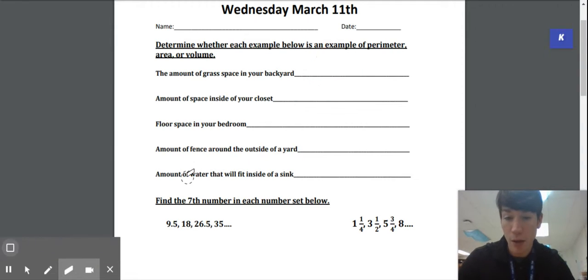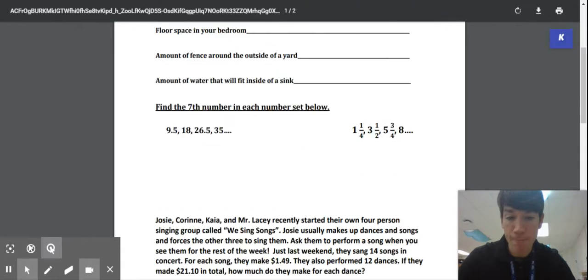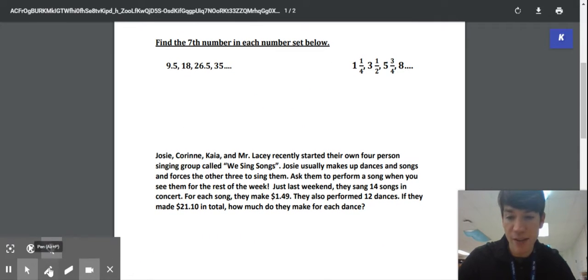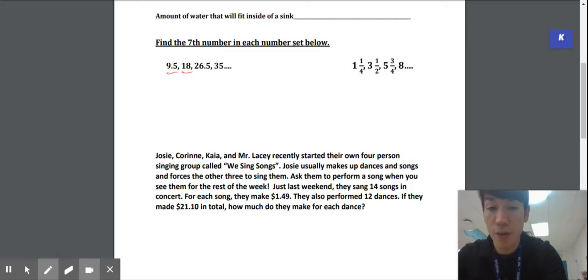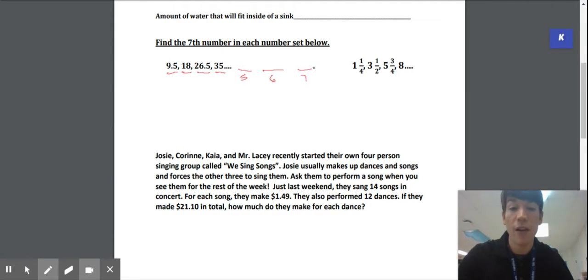All right. Going down, we are going to be finding the seventh number in each of these number sets, which means the seventh number in each pattern. Now, the first thing I notice is there's 1, 2, 3, 4 numbers. So I need to find 3 more, because that would be number 5, number 6, and number 7. So I'm going to find 3 more there.